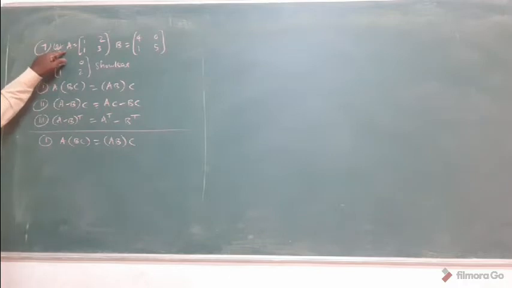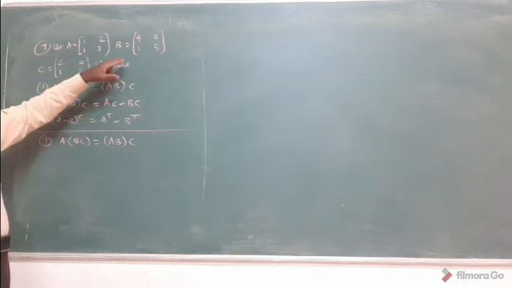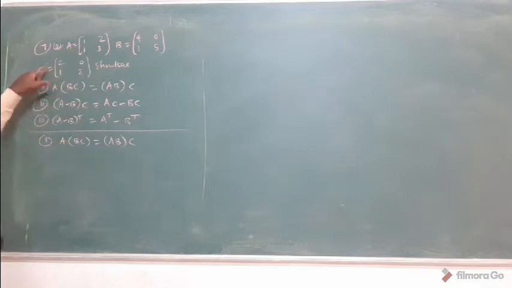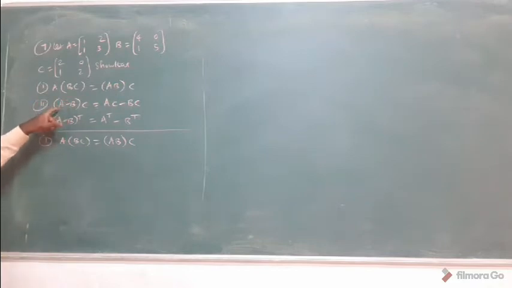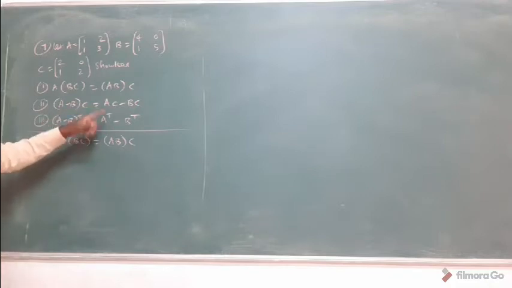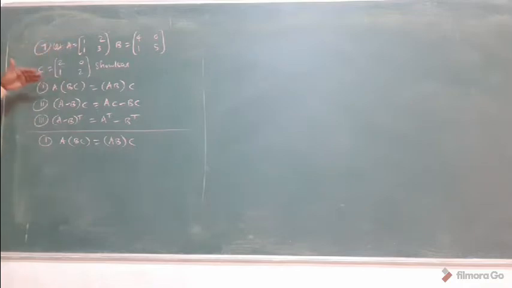Next question, third question. Let A equal to [1 2; 1 3], B equal to [4 0; 1 5], C equal to [2 0; 1 2]. So that the first subdivision: A(BC) equal to (AB)C. Second subdivision: (A minus B)C equal to AC minus BC. Third: (A minus C) transpose equal to A transpose minus C transpose. Three sums are asked. Usually, these subdivisions are in the final question. Not all the questions are asked. Definitely, this A is given to prove or show one: first question or second question or any other question will come for the final question.